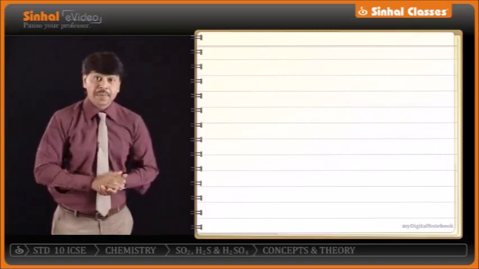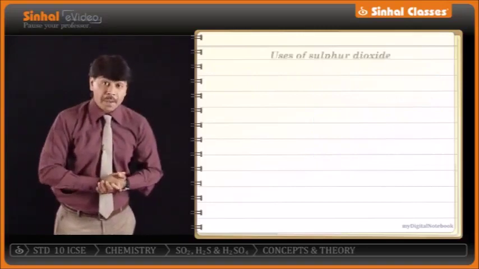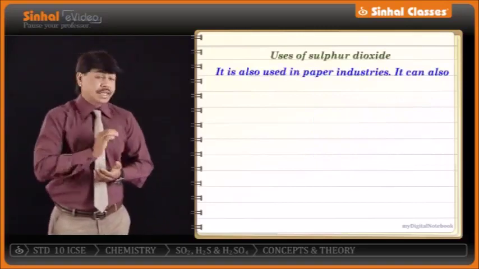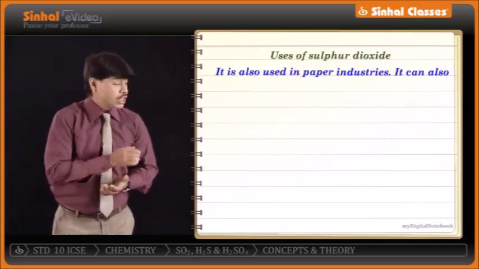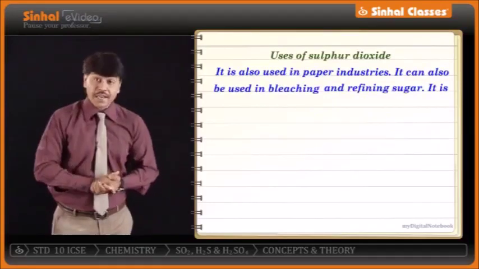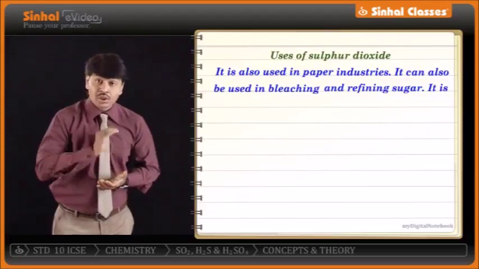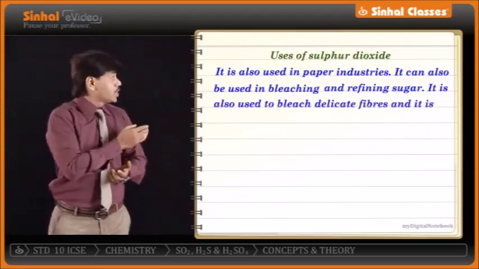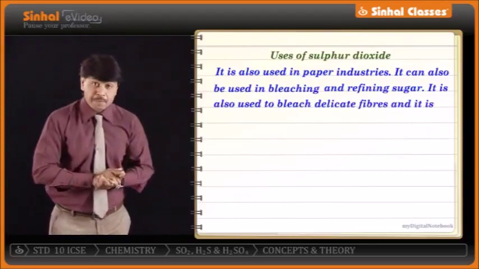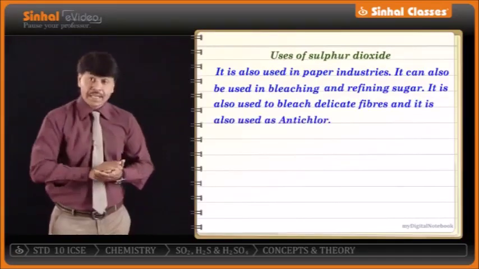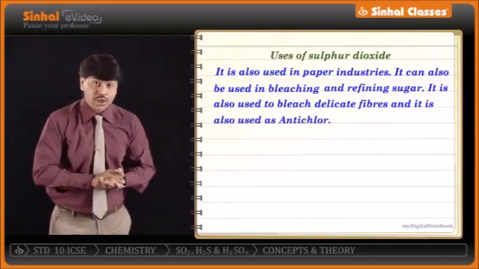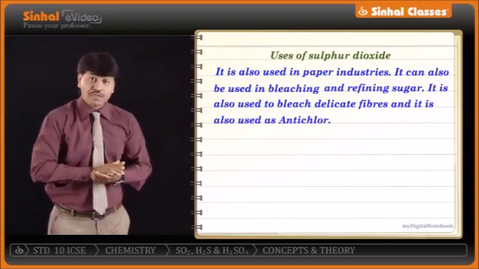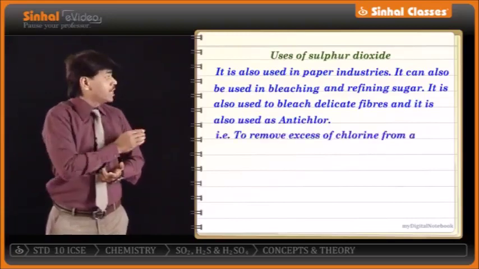Not only that, it can also be used in paper industries. It can also be used in bleaching sugar, refining sugar. Not only that, it can be used as a bleaching agent for bleaching delicate fibers. It can be used as anti-chlor. You know what is anti-chlor? It removes excess of chlorine from a bleached article.